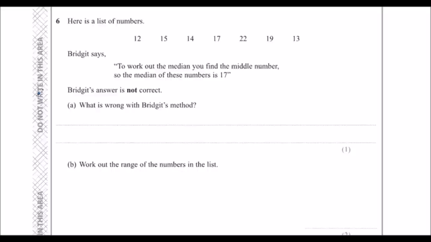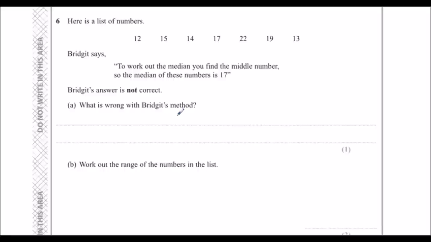Question 6. Here is a list of numbers. To work out the median, you find the middle number. So the median of these numbers is 17. Bridget's answer is not correct. What is wrong with Bridget's method?